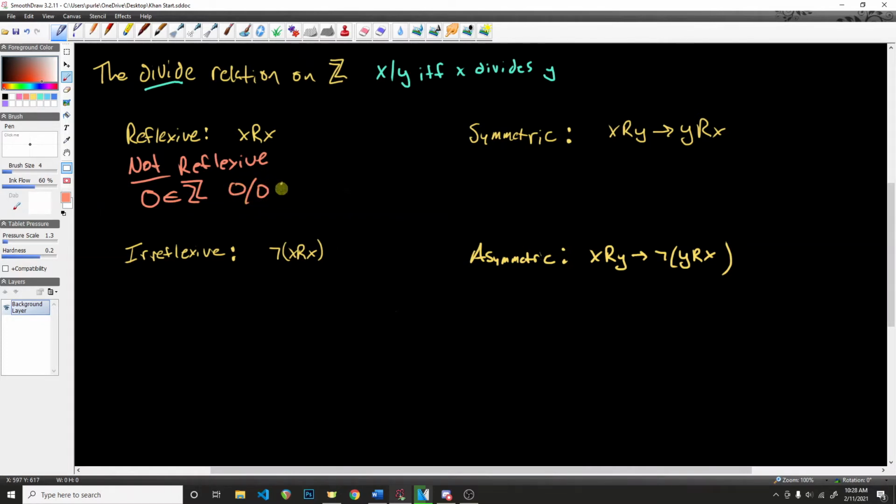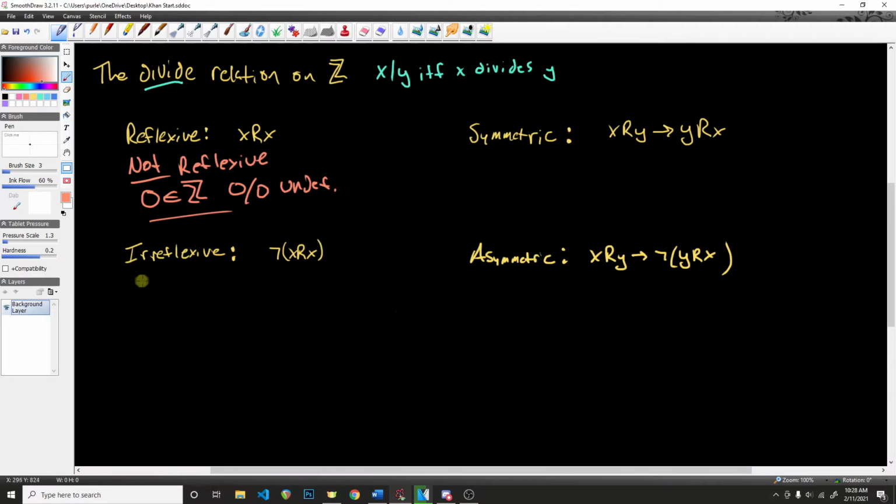So we're going to say that this is not reflexive because 0 is an element of Z and 0 divided by 0 is undefined. Now we need to look at irreflexive, basically meaning that it is never true that when you divide a number by itself it ends up with an integer. We obviously know that that is not the case, because almost every single time it is true. It is reflexive, apart from this one edge case where it seems to not be true.